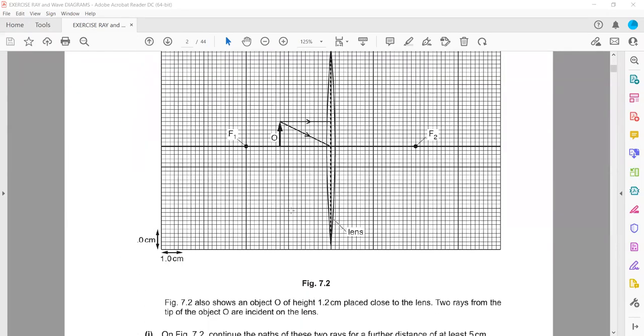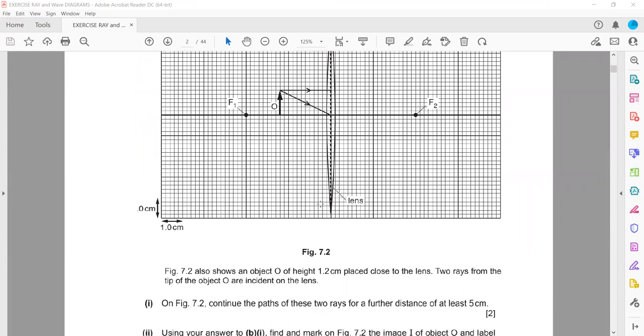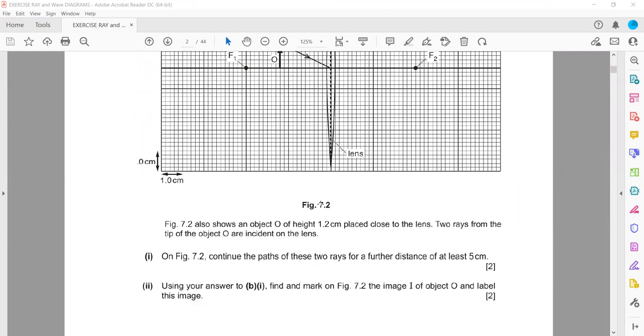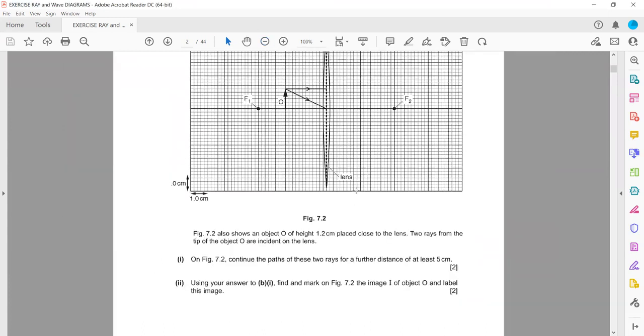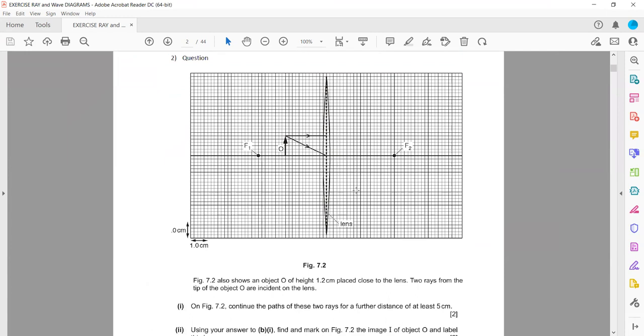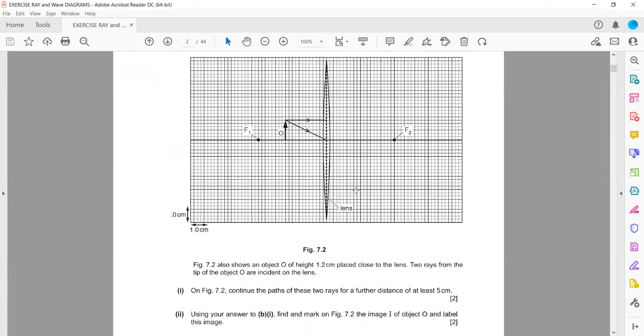The question: the figure shows a convex lens. The object is placed between the focus and the lens. On figure 7.2, continue the path of these two rays for a further distance of 5 centimeters, and using your answer to B1, find and mark the position of the image.